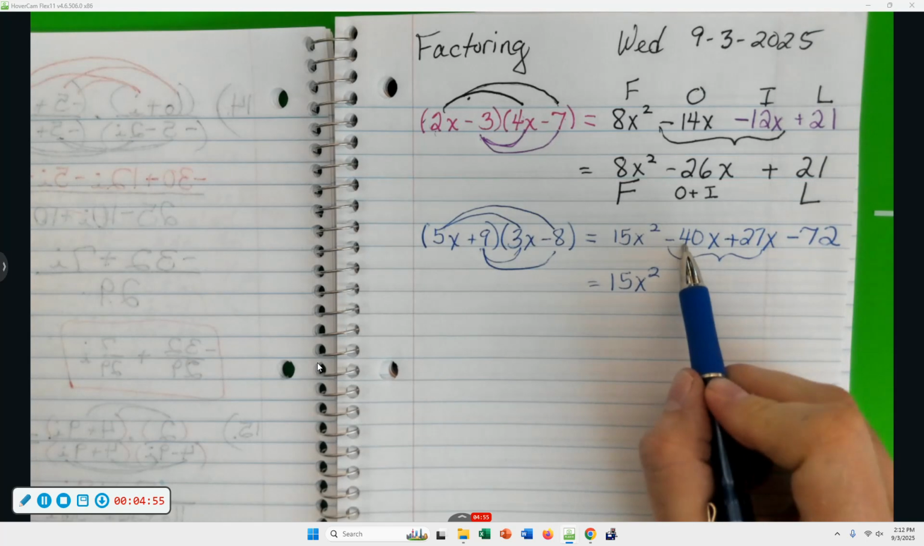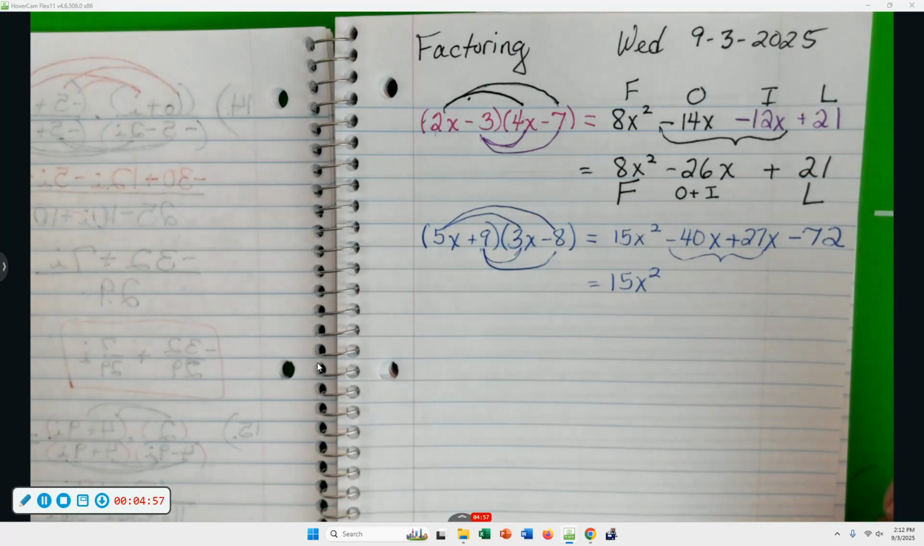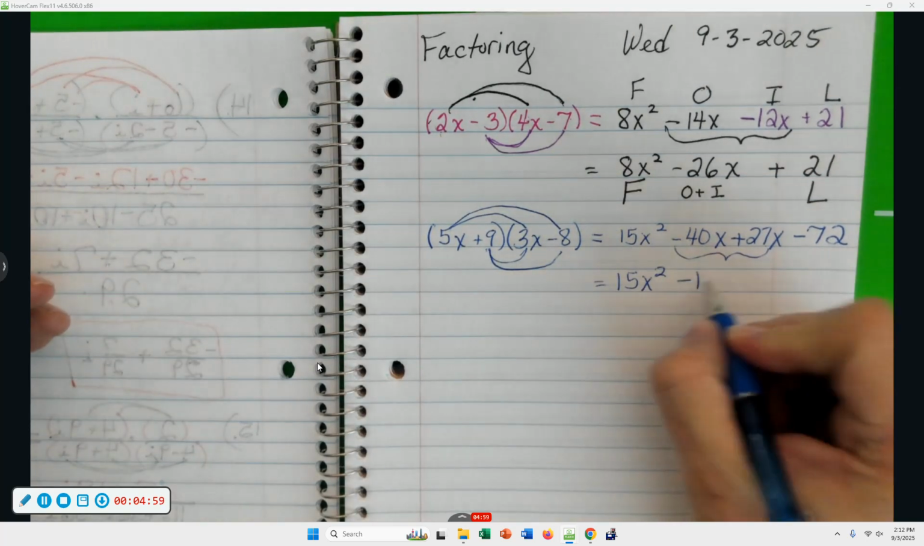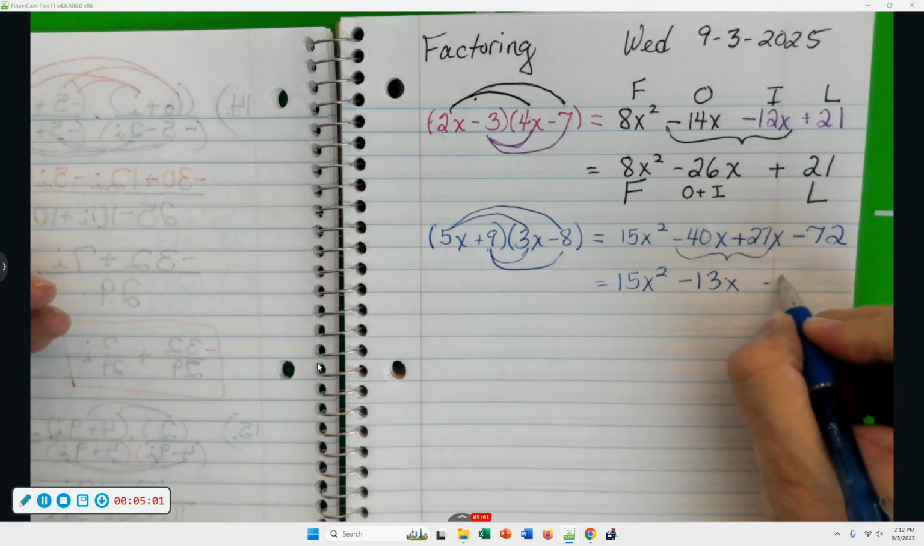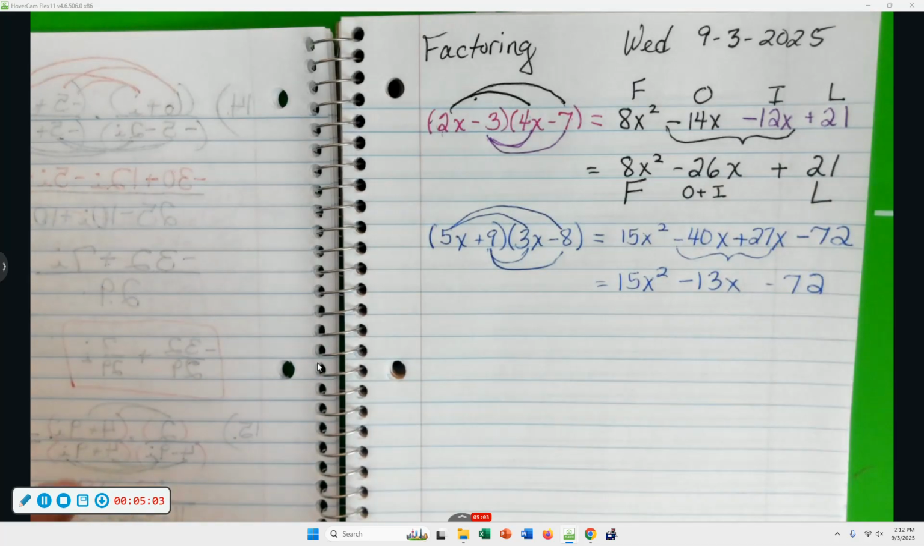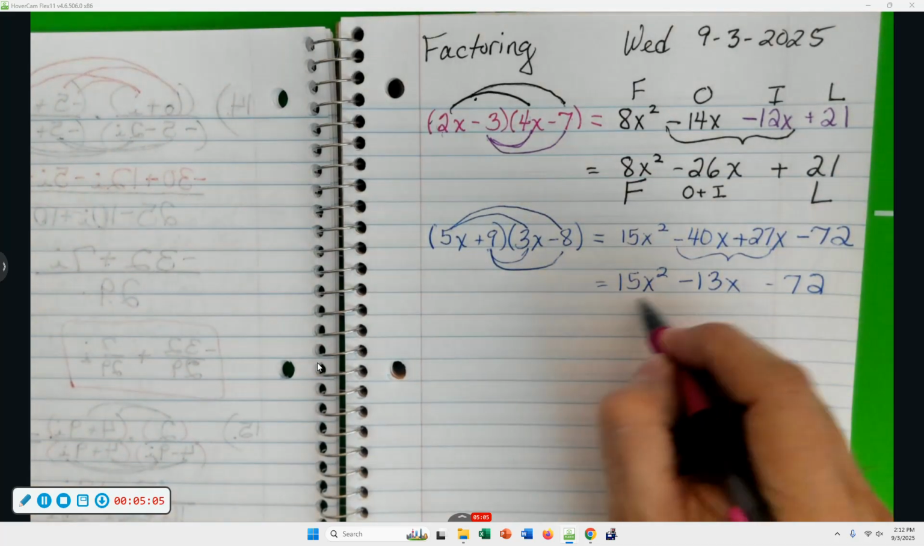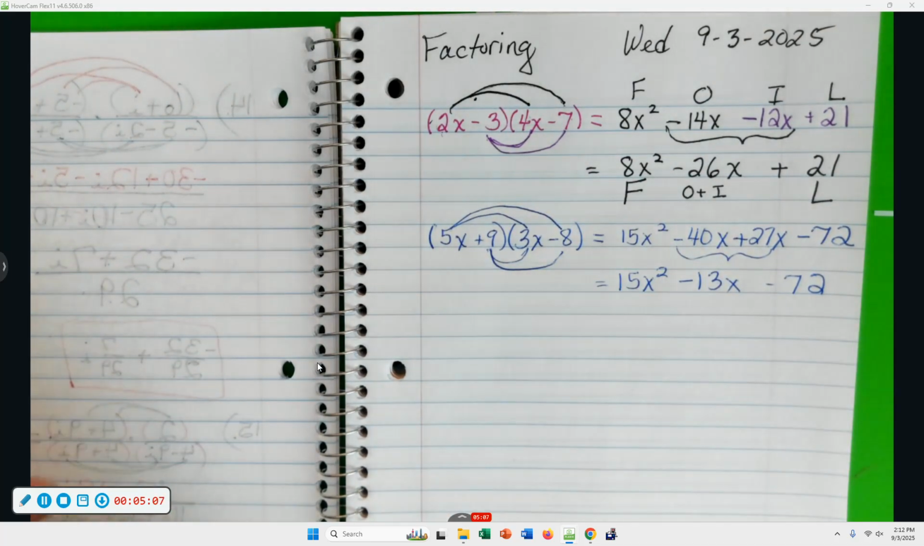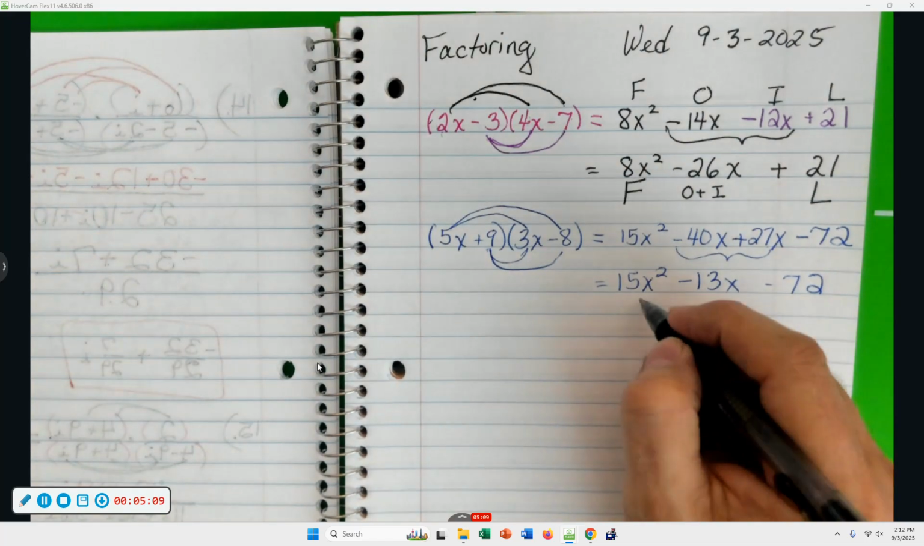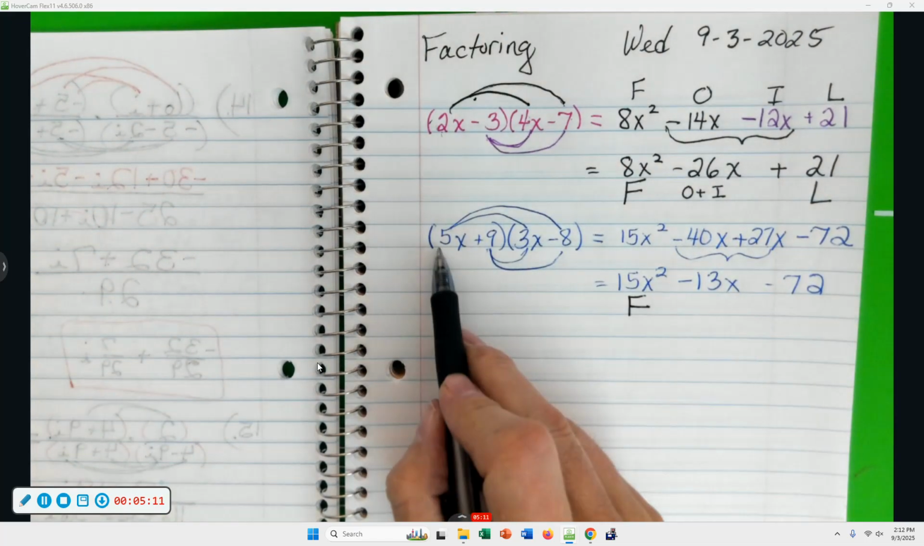Now, what did y'all say negative 40 plus 27 is? Negative 13x, and minus 72. So once again, this first one, 15x squared, is what we got just by foiling the first two.